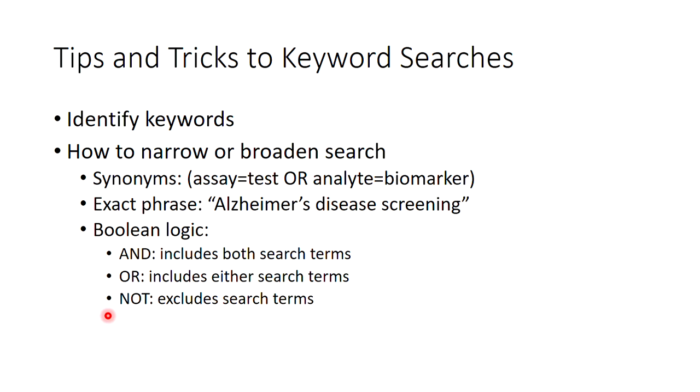And then NOT, this is useful when you're getting a lot of irrelevant articles. So like for ours, if you're looking at Alzheimer's, you might be getting a lot about dementia, and you don't want to hear about dementia. So you could put Alzheimer's NOT dementia on there.